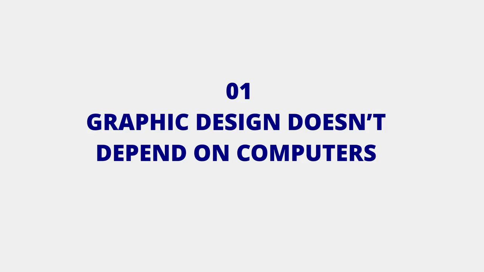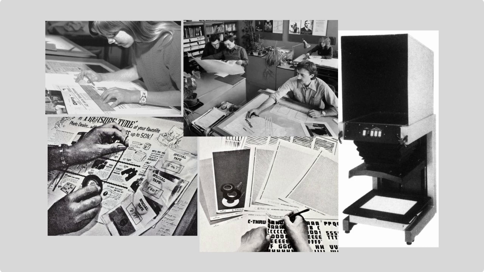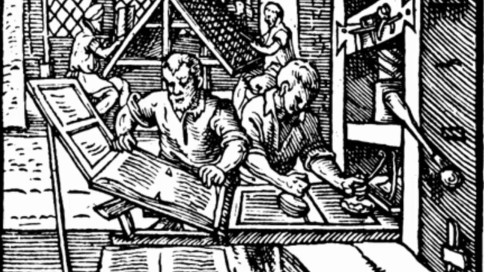Number one, good graphic design is not dependent on computers. So I always tell my students that good design is software agnostic. So what that means is that software is a tool, and there are many tools you can use to achieve great design. So if you think about this, back in the early days of graphic design, compositions and graphic designs were done manually. So computers were not needed.